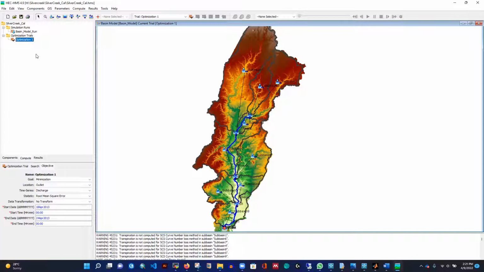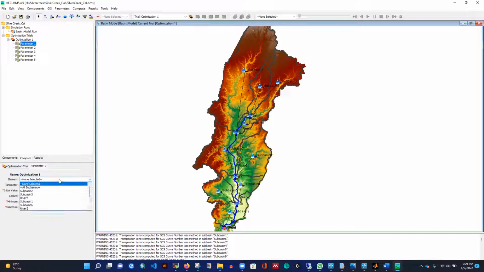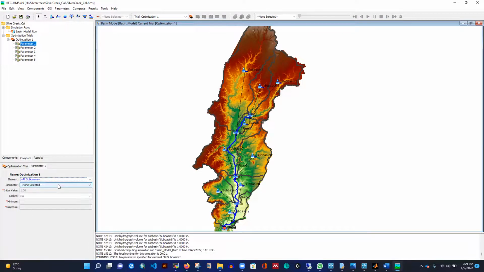Now we need to add our model parameters. So add the parameter, whatever parameter you want, because we have subbasins and we have 4 reaches. For each of these reaches we have 2 different Muskingum parameters, X and K. So we need to add 8 parameters for those 4 reaches. And then for subbasins, we can use all subbasins, and we can even check it. For the first parameter, we can use all subbasins, and let's see what parameters we have.